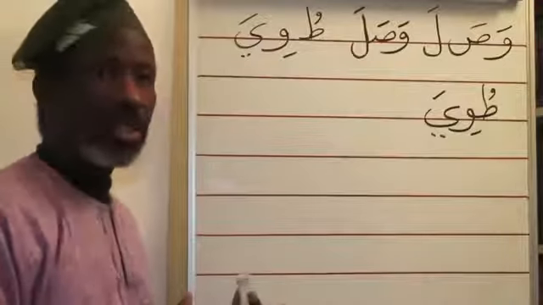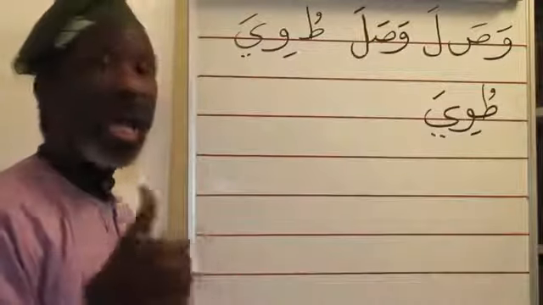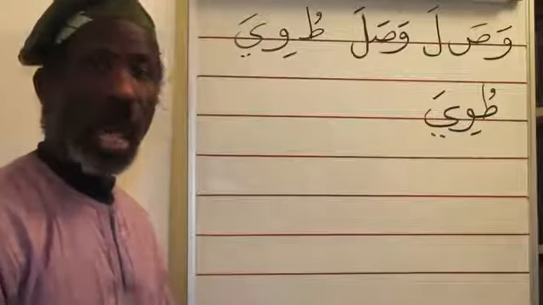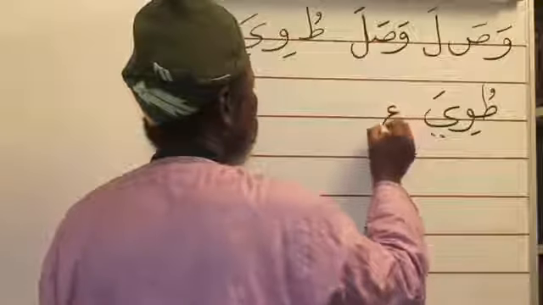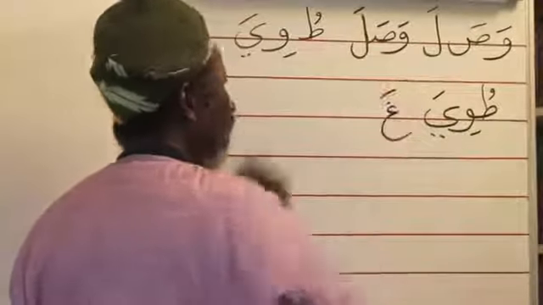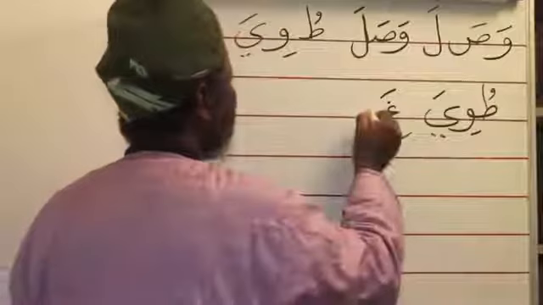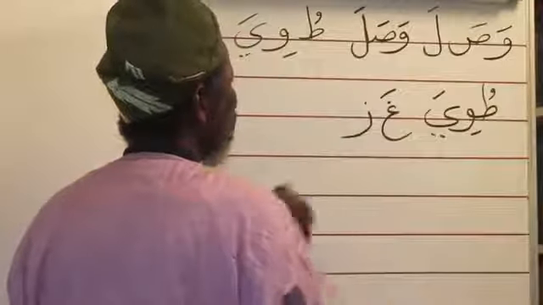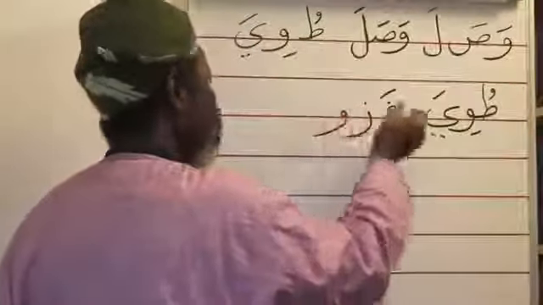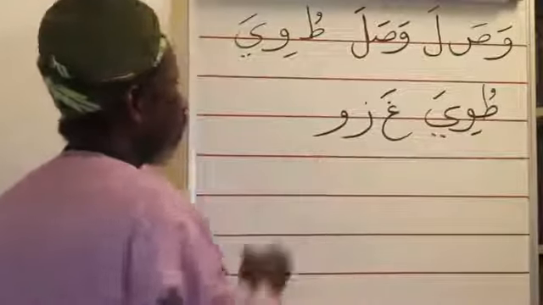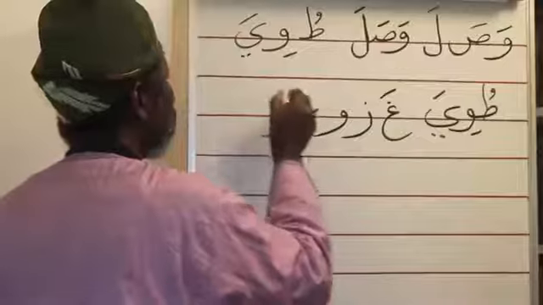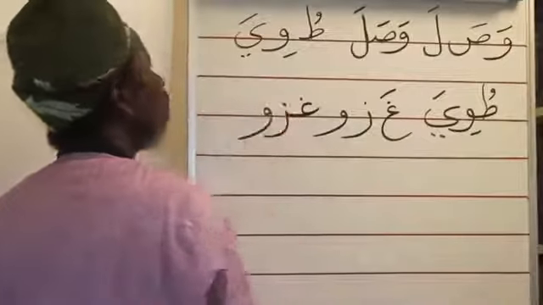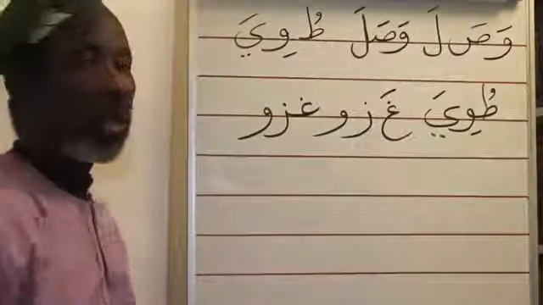Waw at the end, an example of that would be ghain and zain and waw. Mathalan, so we write ghain with fatha, gha. Now we have zain and we have waw. Now when we join that together, that's the way it will be joined together.